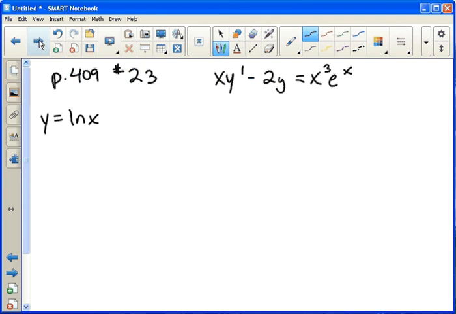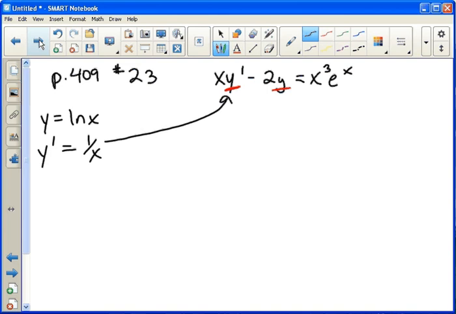So these are the pieces we need to plug in. So thankfully this time we just need to find the first derivative. Okay, so the first derivative of natural log is 1 over x. So I have my pieces. Now I need to plug y prime in, and I need to plug y in. And let's see what we get.